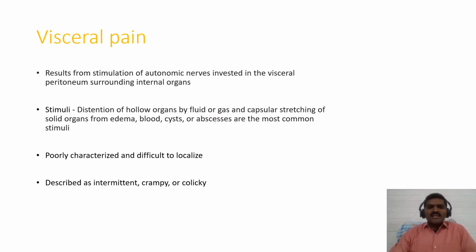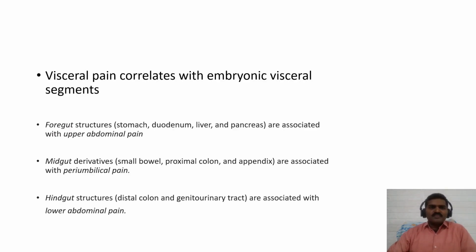Visceral pain usually correlates with the embryonic visceral segments. Foregut structures like stomach, duodenum, liver, and pancreas are associated with upper abdominal pain. Midgut derivatives like small bowel, proximal colon, and appendix are associated with periumbilical pain. Hindgut structures, that is, distal colon and the genitourinary tract, are associated with lower abdominal pain.